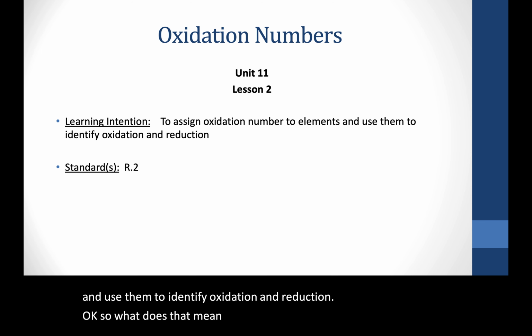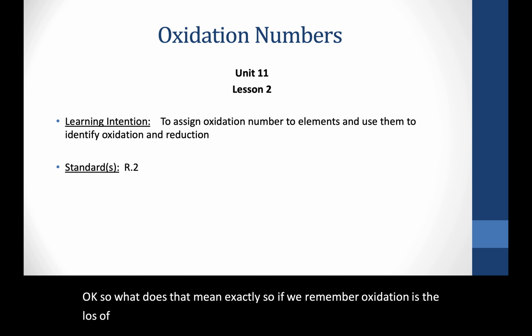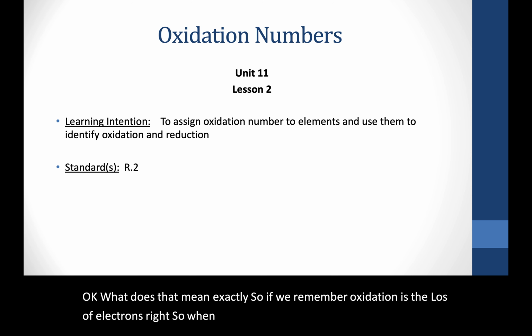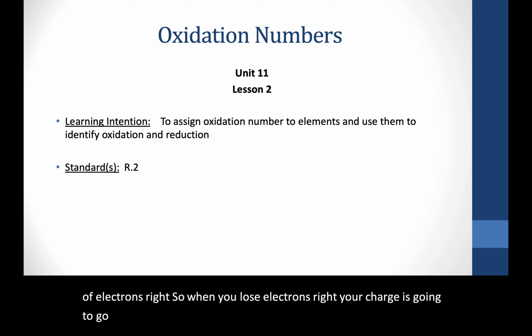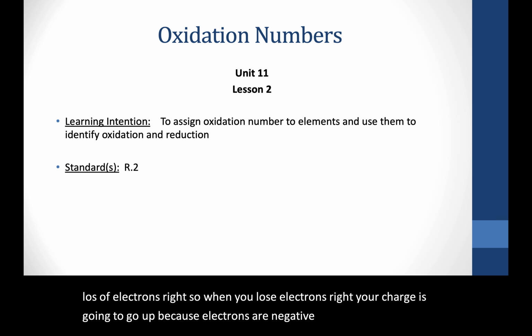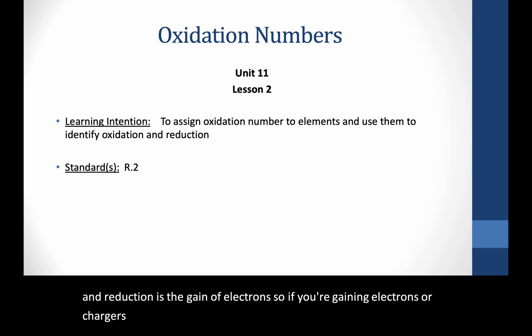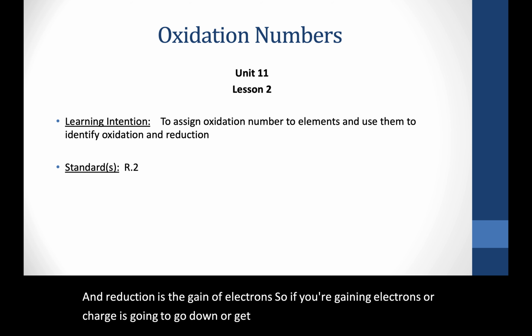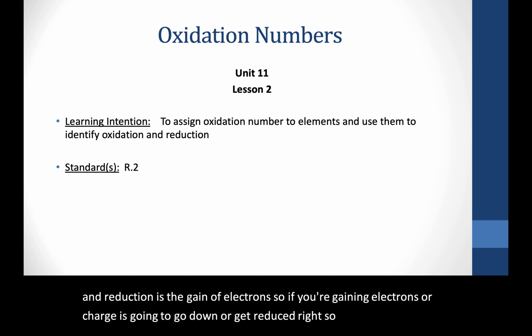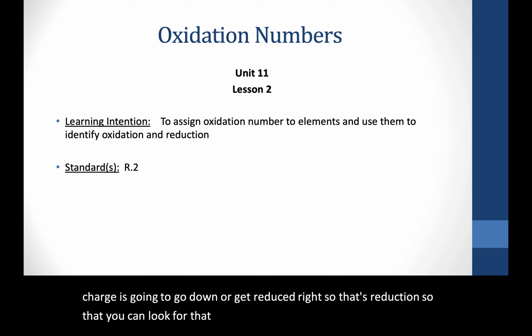So if we remember, oxidation is the loss of electrons, right? So when you lose electrons, your charge is going to go up because electrons are negative. And reduction is the gain of electrons. So if you're gaining electrons, your charge is going to go down or get reduced, right? So that's reduction. You can look for that if charges are indicated.